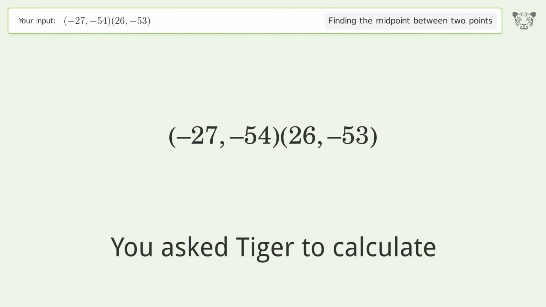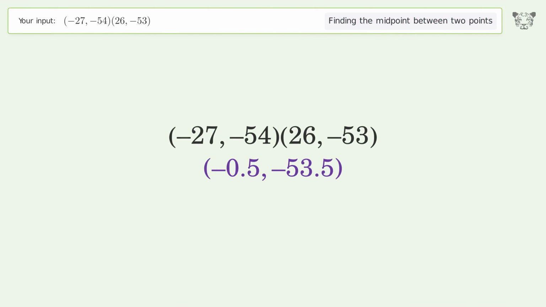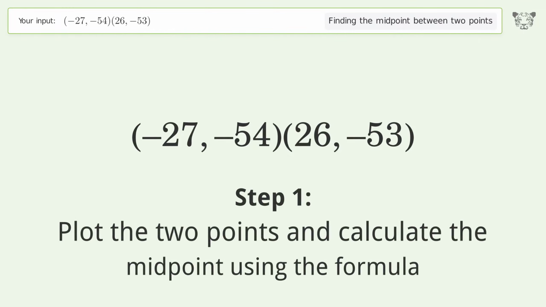You ask Tiger to calculate. This deals with finding the midpoint between 2 points. The midpoint between the 2 points is negative 0.5, negative 53.5. Let's solve it step by step. Plot the 2 points and calculate the midpoint using the formula.